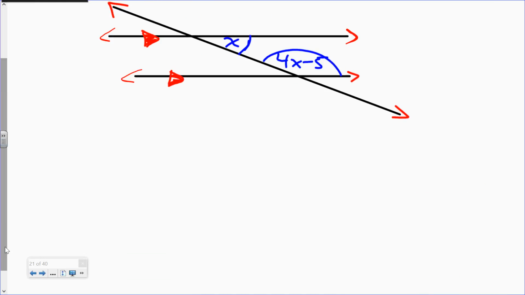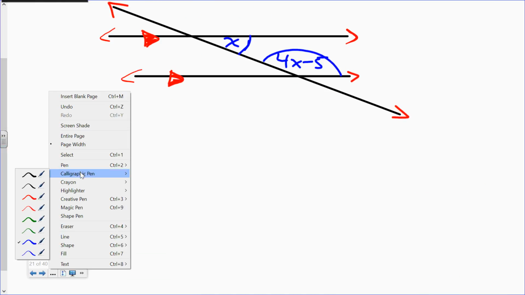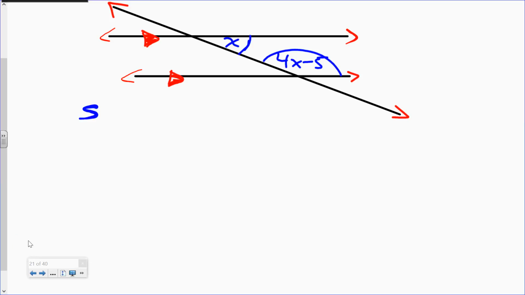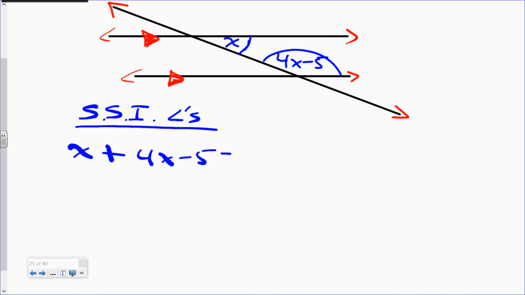Watch this. So I'm going to go ahead and write on the notes, same side interior, SSI. Same side interior angles. And I know that same side interior angles are supplementary, so look at the equation, the logical equation. This angle, x, plus that angle, 4x minus 5, equals 180 degrees.